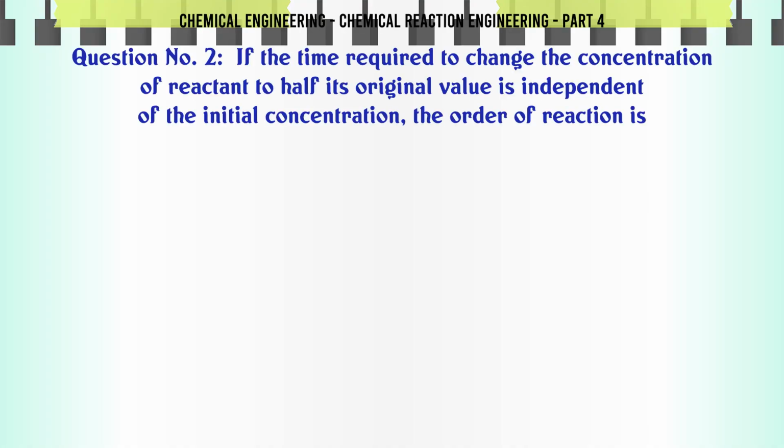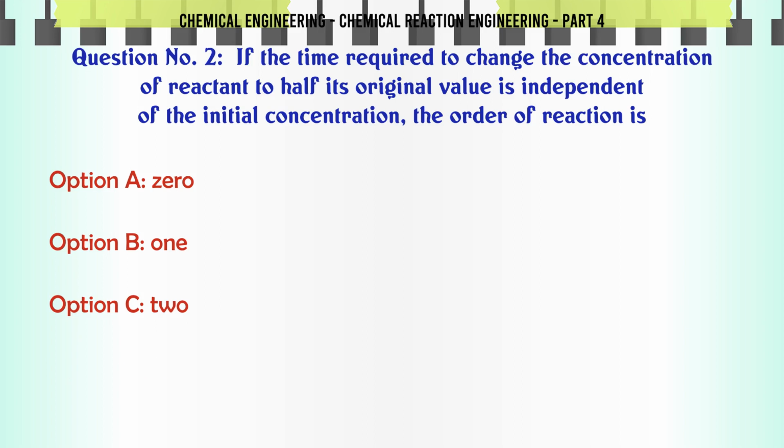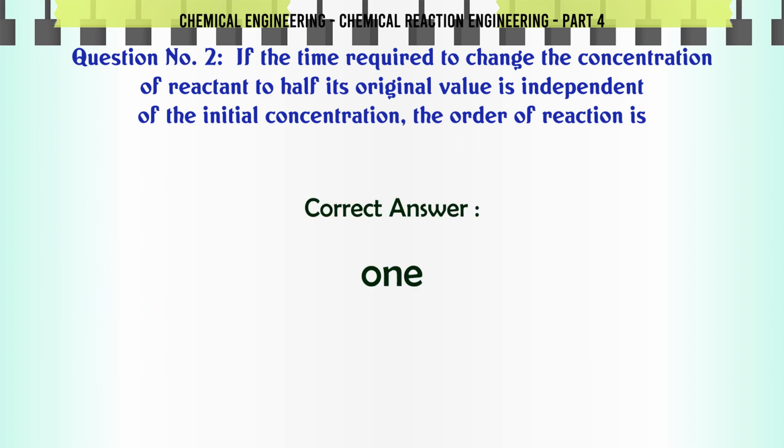If the time required to change the concentration of reactant to half its original value is independent of the initial concentration, the order of reaction is A. 0, B. 1, C. 2, D. 3. The correct answer is 1.